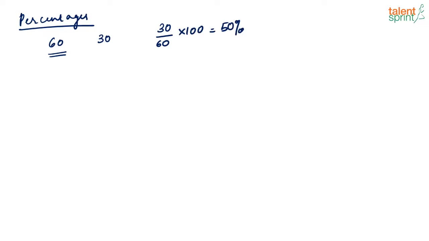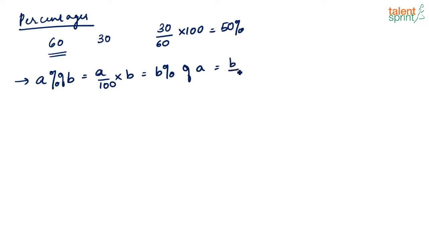Now there are a few basic formulas in percentage that you should keep in mind. What is a percentage of b? A percentage of b is nothing but a by 100 into b, and this is equal to b percentage of a. What is b percentage of a? That is nothing but b by 100 into a. Both are the same, both are equal to ab by 100. So a percentage of b is equal to b percentage of a. These are some properties of percentages. Percentage is always represented by this symbol; I hope you all know that.